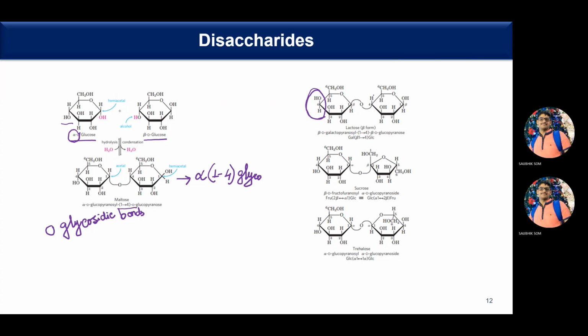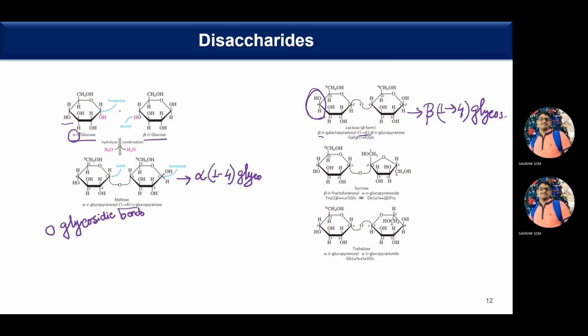And here this carbon has H and OH. So H is down here, H is up. In this case, there will be a beta 1,4 glycosidic linkage because the first carbon is beta. So in the case of lactose, it is a beta 1,4 glycosidic linkage. Okay. Then there are other examples also, like fructose.